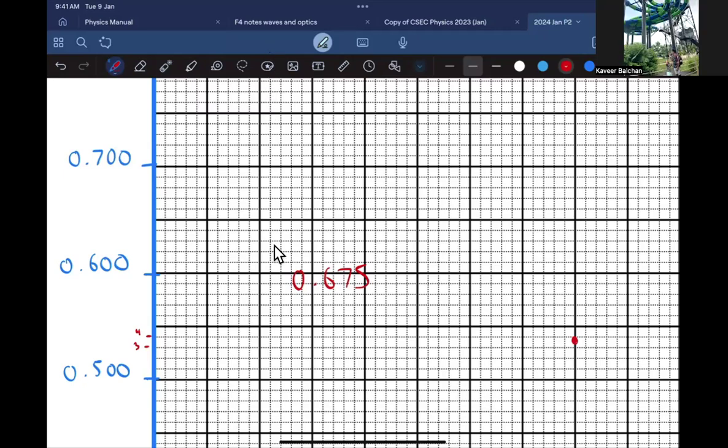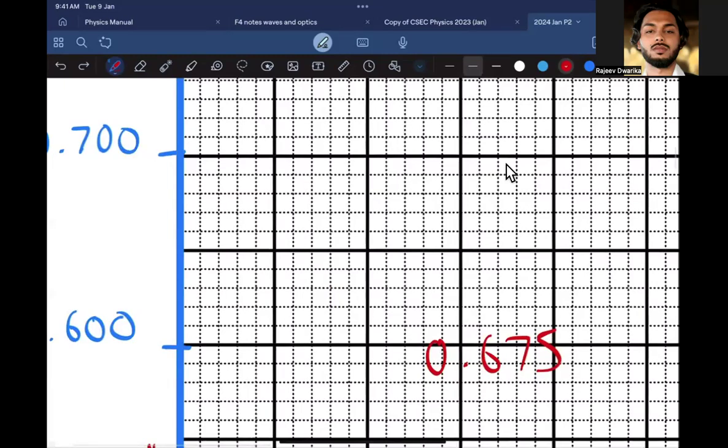I'll come back on. All right, so what is the least amount of small blocks I would need to go up by to get 0.675? Remember, each small block is 0.01. So this could be 0.61, 0.62, 0.63. This could be 0.65. So 0.675 will be in between what and what?